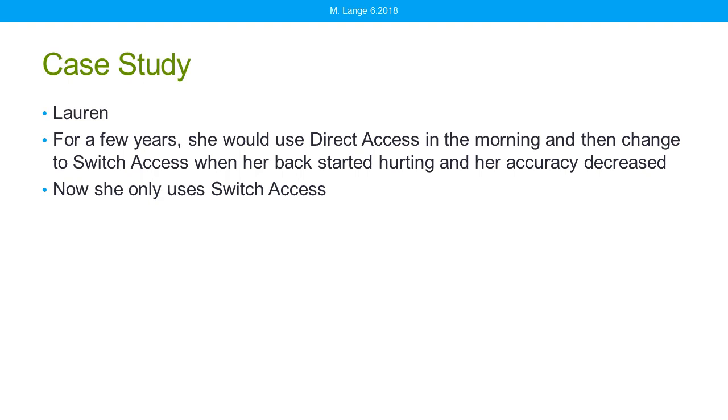As she continued to get older and move into her adult years, she found that it was easier for her to only use switch access. So even if our clients do not have a progressive condition, sometimes just due to aging, medical complications, or progression of a non-progressive condition such as cerebral palsy, where we can still see changes, we may find that a change of access is required as well.